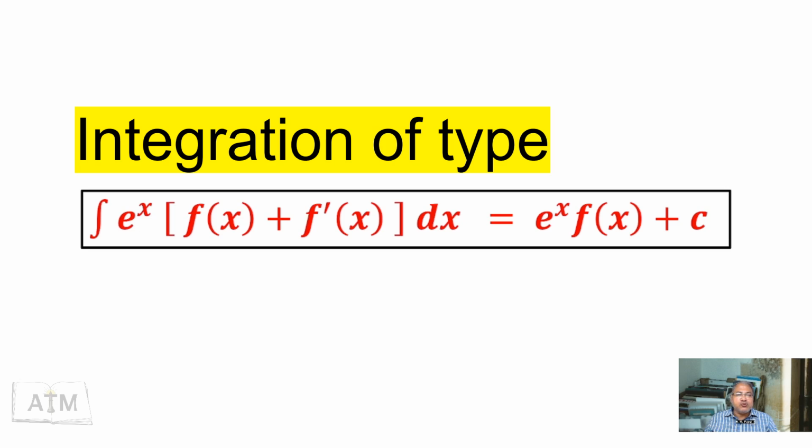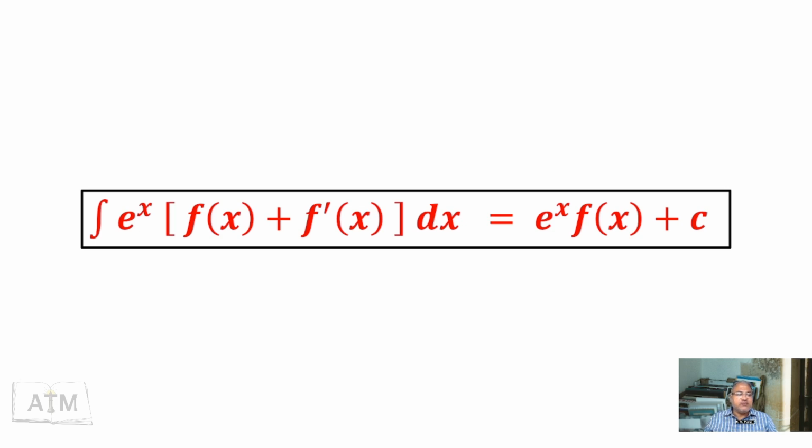So today I am going to solve the problems of this type. I am going to solve some 5 to 10 problems of this type. So please be ready with your pen and paper so that you can do the problems along with me. So let's start today's episode. That is, the integration of e raised to x into f of x plus f dash x with respect to x is equal to e raised to x into f of x plus c.